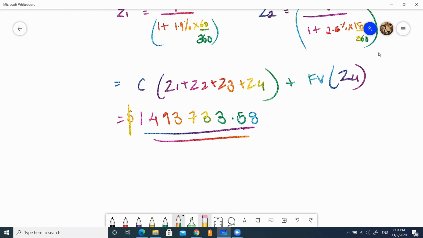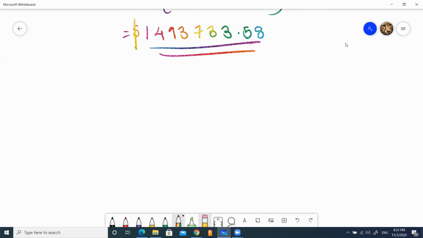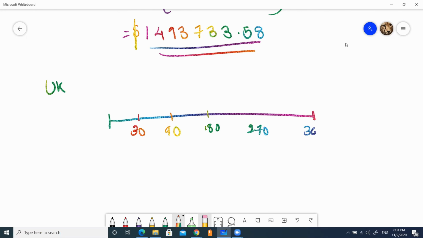And similarly, we will also do it for the UK party. For the UK party, again, you have to do the same way. You have to plot that on a timeline. So this is 90, 180, 270, and 360. Then you have to calculate the coupon amount. Your coupon amount here is 1 million multiplied by 1.68 percent divided by 4. So your coupon amounts to 4,200. So you have a 4,200 quarterly payment, plus you also have the face value, which is 1 million at the end of it.